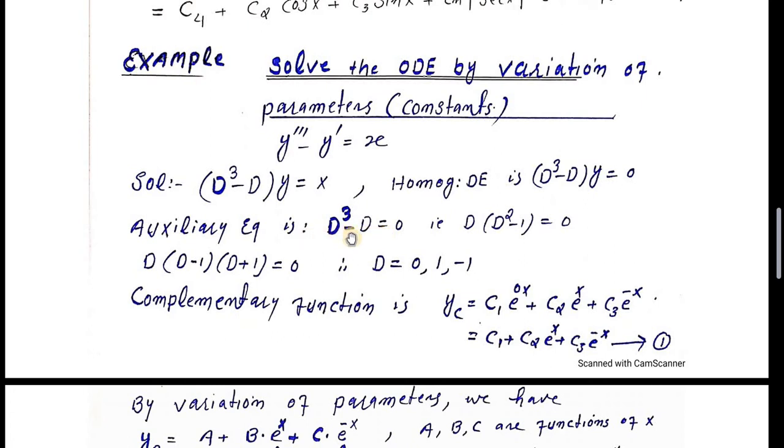This is the auxiliary equation which can be written as D into D square minus 1 is equal to 0. Now D square minus 1 is D minus 1 into D plus 1. Here we have three factors. By the zero product property, either D is 0 or D minus 1 is 0, which gives D is equal to 1. Similarly, either D plus 1 is 0, which gives D is equal to minus 1. Here we have three roots, and from these three roots we can write the complementary function as this one. This is the complementary function.